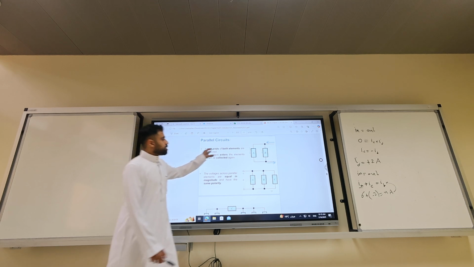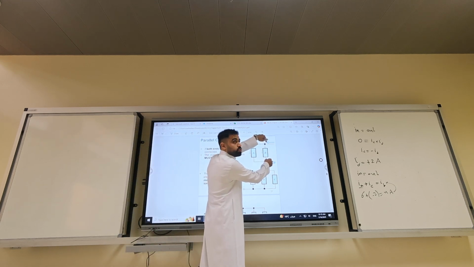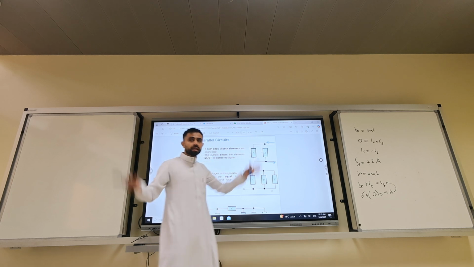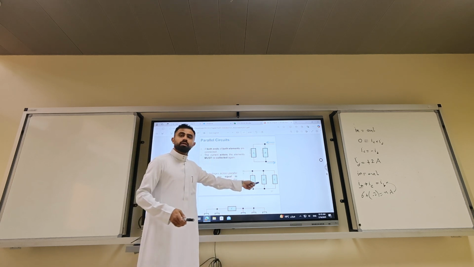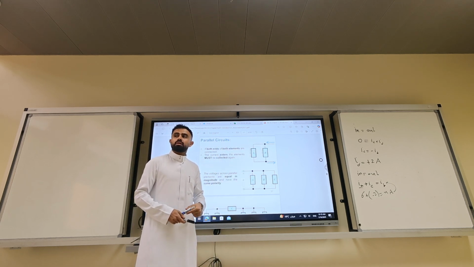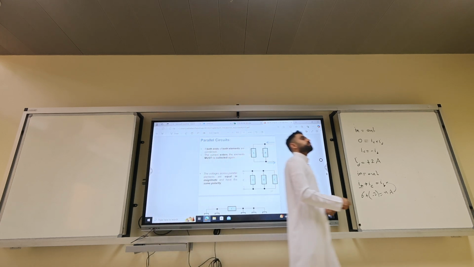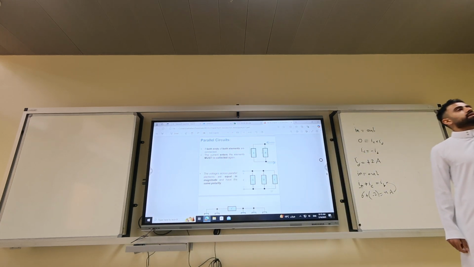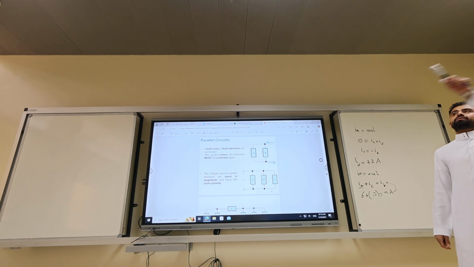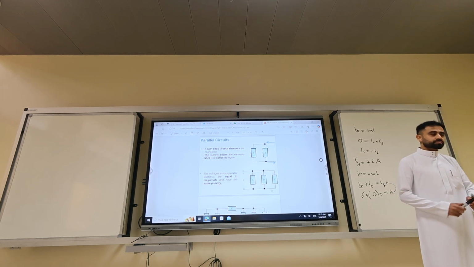Parallel circuits, two elements, they share the same two nodes. Or infinite elements. It can be 3, it can be 1 million. So look at this lamp. Let's call this A, B, C, D, E, F, G, H, I.